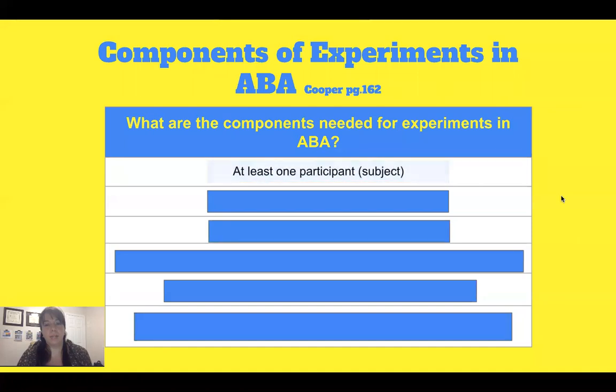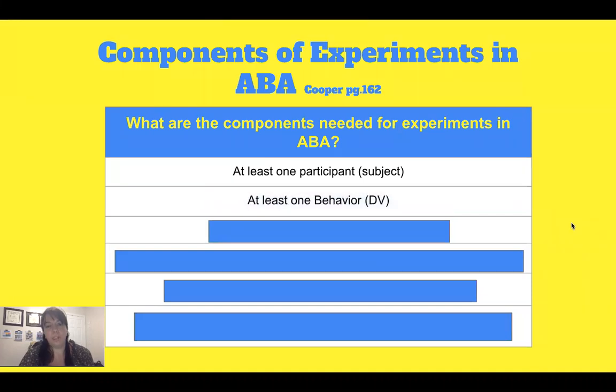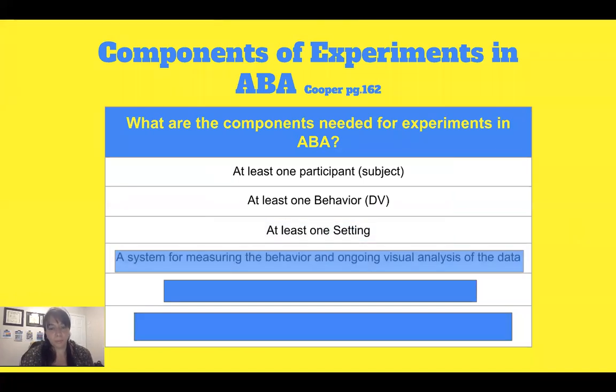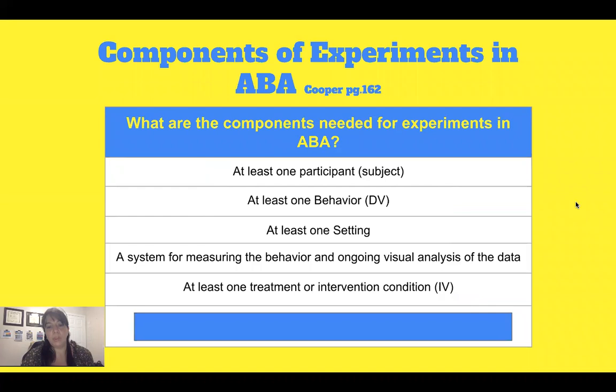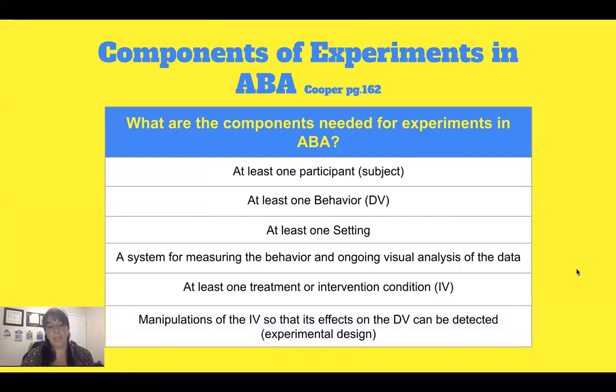Yes. Okay, guys, you got most of them. So it's at least one participant, which is the subject. At least one behavior, which is the dependent variable, DV. Good job. At least one setting, a system for measuring the behavior and ongoing visual analysis of the data, and then at least one treatment, which is the intervention condition, IV. Good job. And then manipulations of the IV so that its effects on the DV can be detected, which is the experimental design. Nice job, guys.